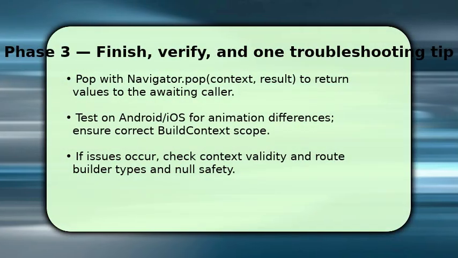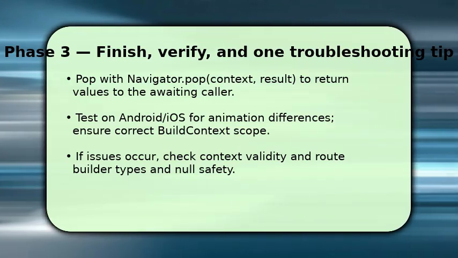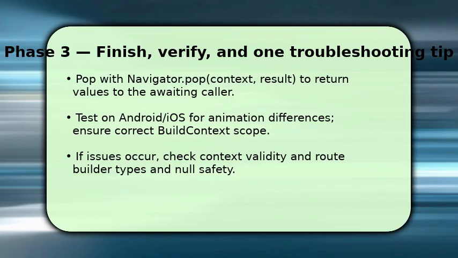To finish navigation, call Navigator.pop with an optional result from the destination so the original caller receives it. Make sure you pop the same context that created the route, or else you'll get exceptions. Prefer contexts tied to Scaffold or the widget that pushed the route.